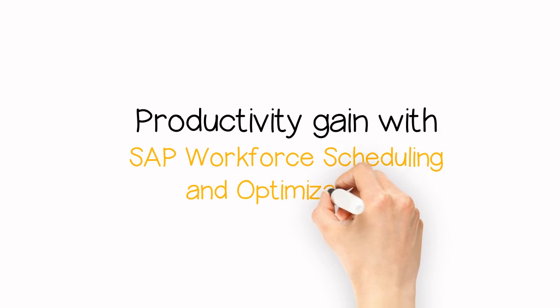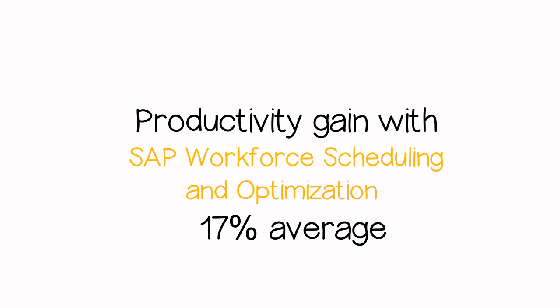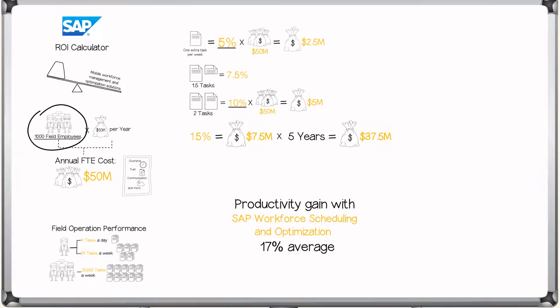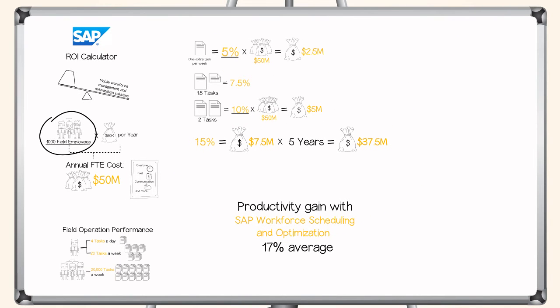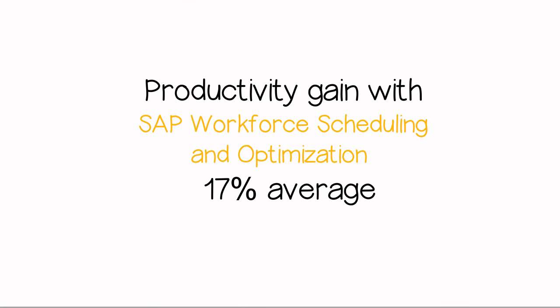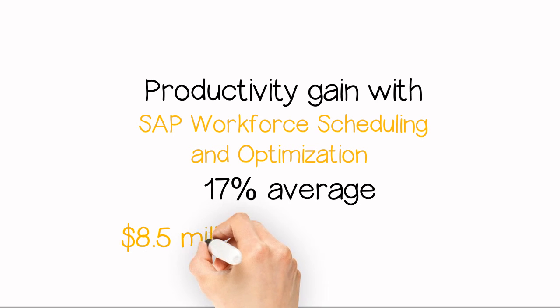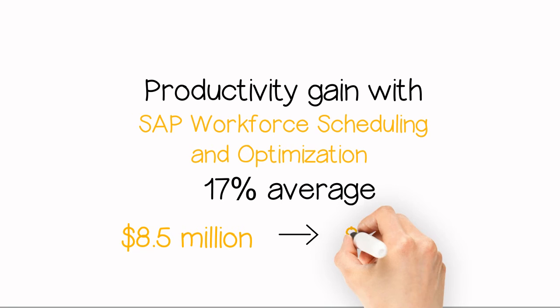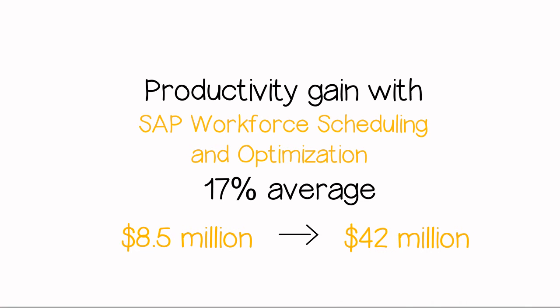Well, on average, SAP Workforce Scheduling and Optimization generates about 17% productivity gain. Yours could be more or could be less. But in our example, it's still much less than 1 job per day. So for less than 1 job per day in our organization here, we have made an annual saving of $8.5 million a year, or $42 million over 5 years.